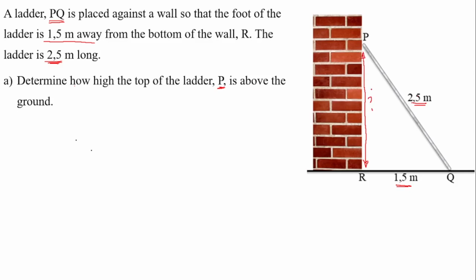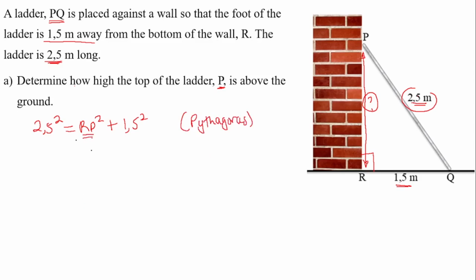If you check here, this ladder forms a right angled triangle with the wall, so it means we can use the Pythagoras theorem to find this missing side. Remember what the Pythagoras theorem says: the hypotenuse squared is equal to the sum of the squares of the other two sides. So we can say here 2.5 squared is equal to RP squared plus RQ squared, and then RQ is 1.5, right? And then you write your reason, Pythagoras.